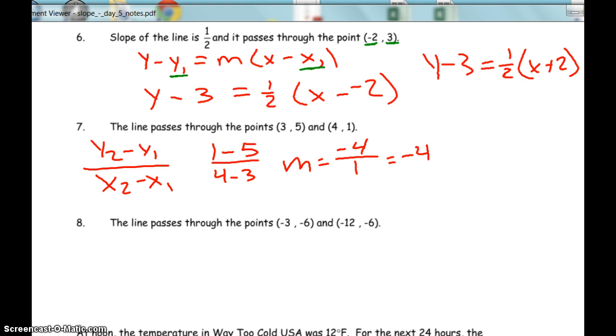And now I have 2 points. I don't just have 1 point. And so we want to choose whichever one you want to use. It will end up the same. So I'm going to choose the first one and plug that in.